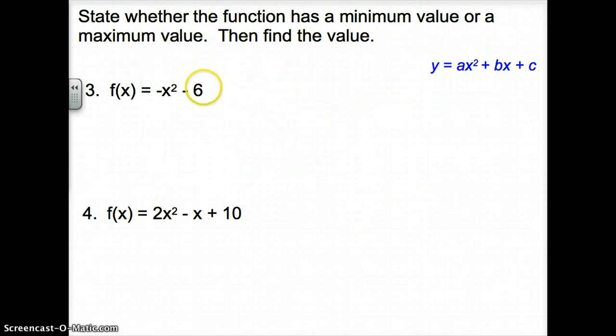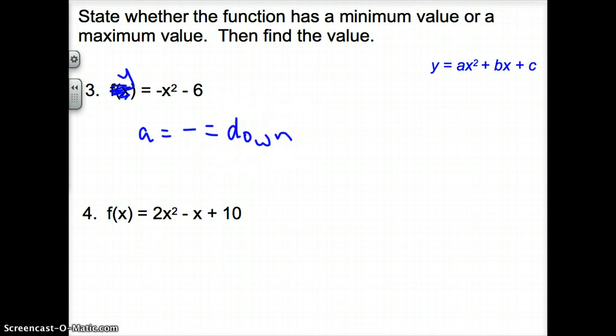Two more examples here really quick. Now it says, state whether the function has a minimum value or a maximum value. Well, let me help us out here first. This is a function. There is nothing different between a function and an equation other than the f of x. So if you don't like that f of x, let me change it into an equation for you. y, much better. So now, is my a positive or negative? It is negative. So a is negative, so I know that it opens down.